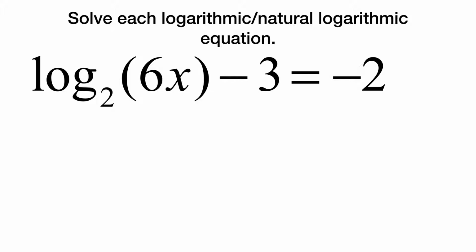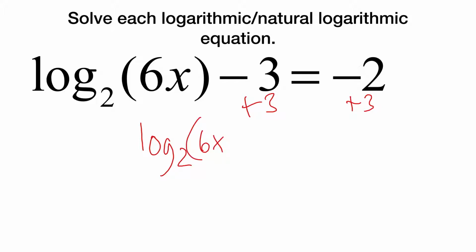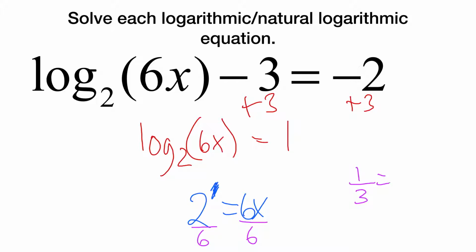Okay, so now let's look at this one. Once again, we want to get the log or the exponential equation by itself each time. So this time you'll notice it says -3. So our first step is to add 3 to both sides, which means log base 2 of 6x is 1. So 2 to the first power is 6x. Now 2 to the first power is just 2. So divide by 6, divide by 6. 2/6 is the same as 1/3, which is x.